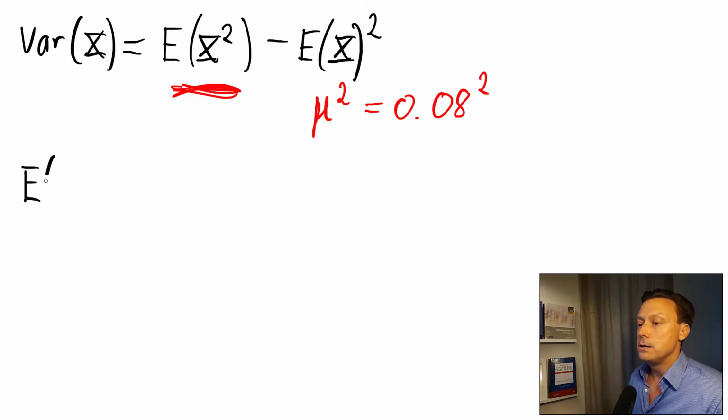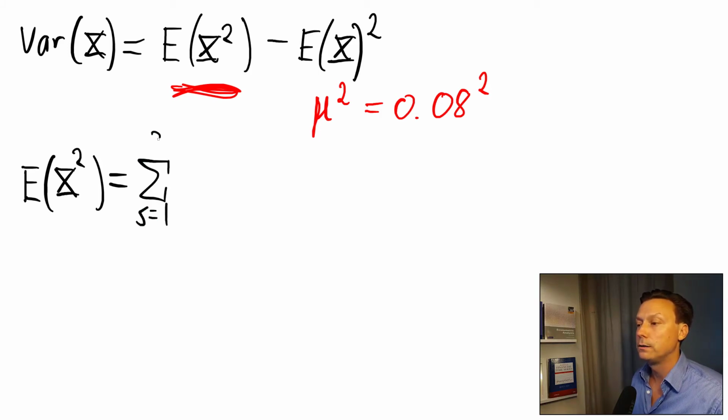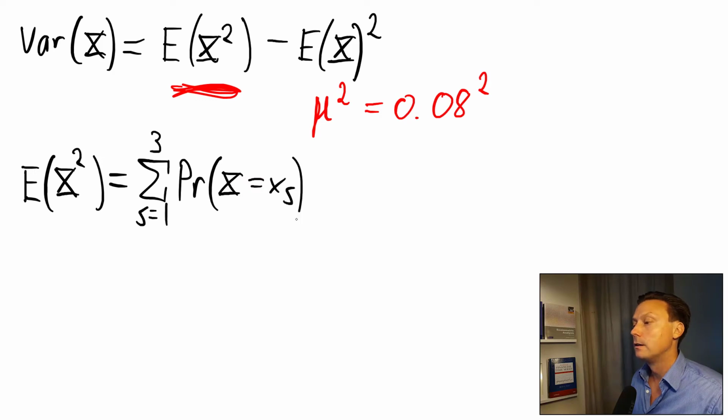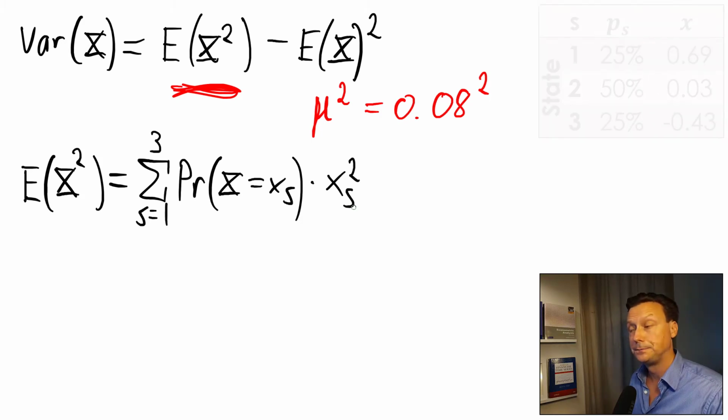For the expected value of x to the power of 2, we use the same calculation that we did when we found the expected value, meaning that we need to sum over all states of the world from the first one to the third one. We need to find the probability of ending up in each of the possible states times the outcome in each of these states of the world. The only difference is that previously we had this to the power of 1. Now we want to take this to the power of 2 instead.